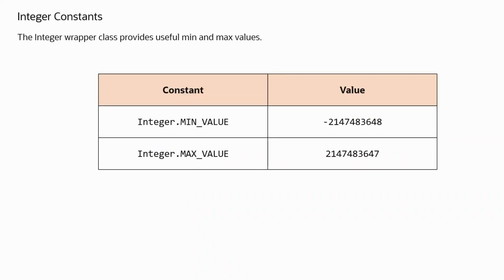The constants Integer.MIN_VALUE and Integer.MAX_VALUE represent the smallest integer and the largest integer. This can be really useful when trying to determine the minimum or maximum values.